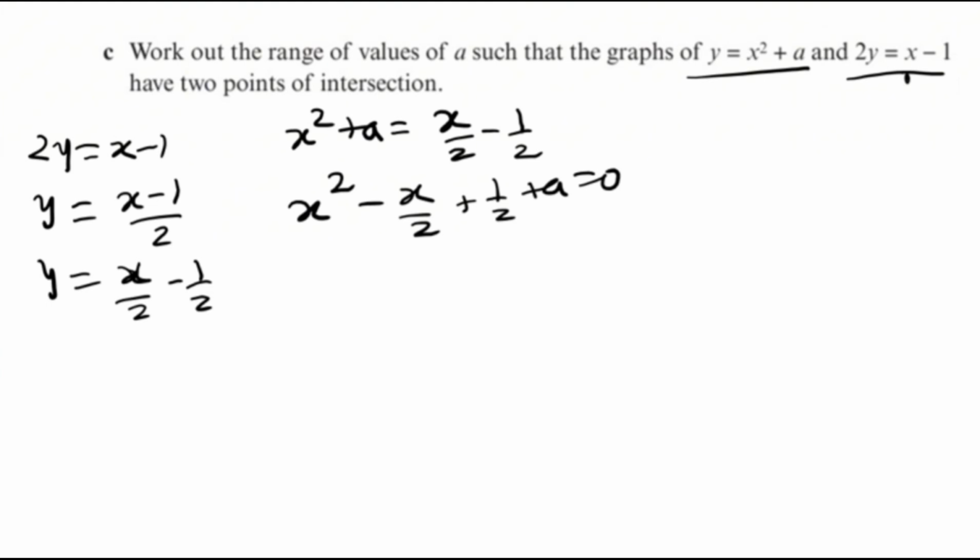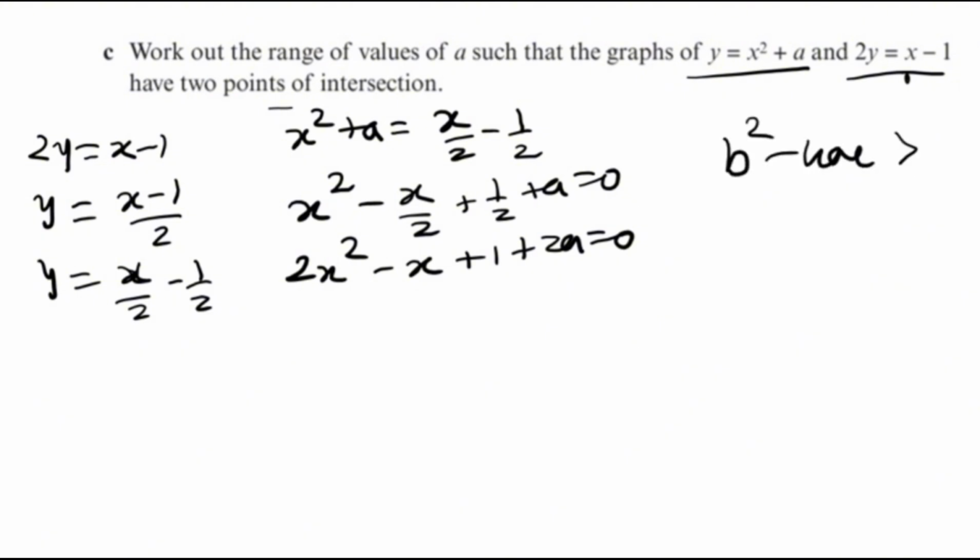I am removing the denominator, multiplying the whole equation by 2. So 2x squared minus x plus 1 plus 2a is equal to 0. Now we have to find the value of a. They have two points of intersection. That means our b squared minus 4ac should be greater than 0.